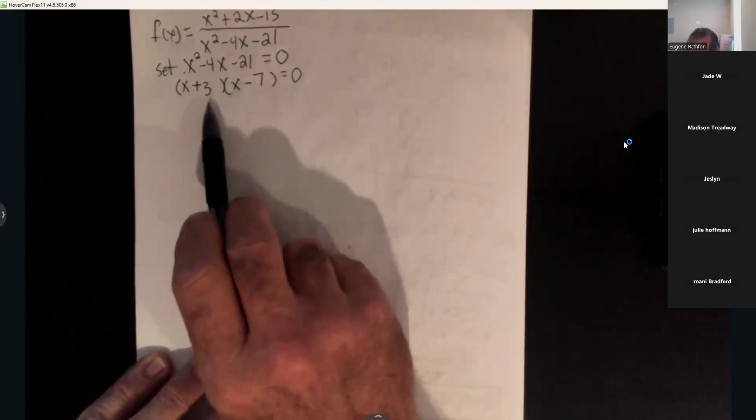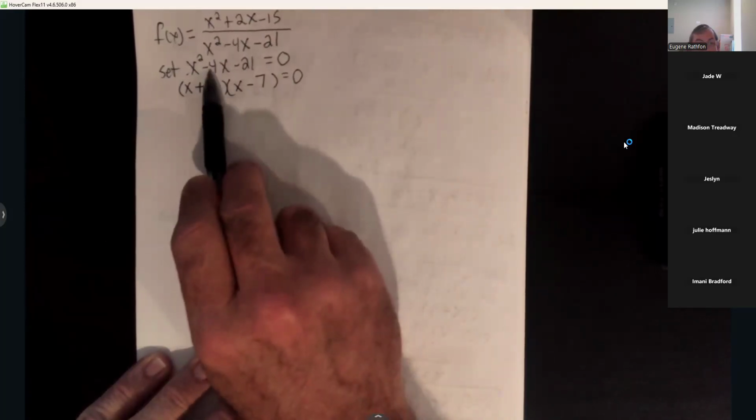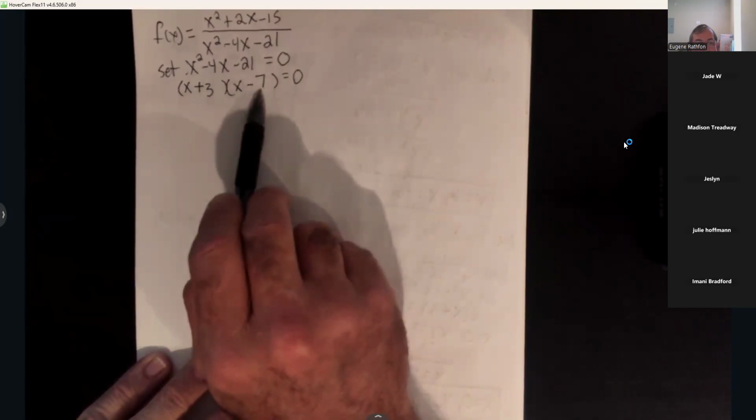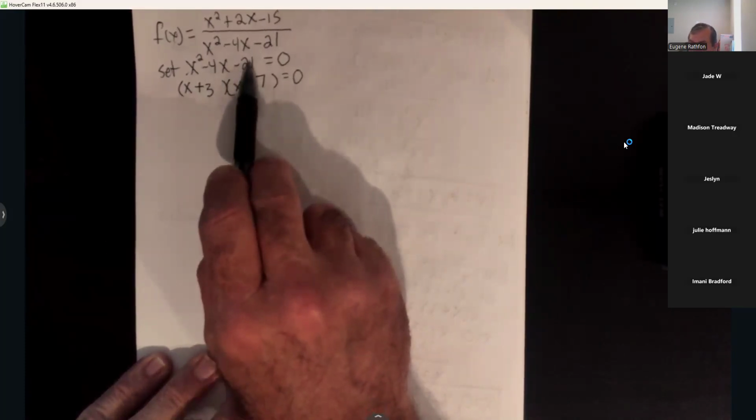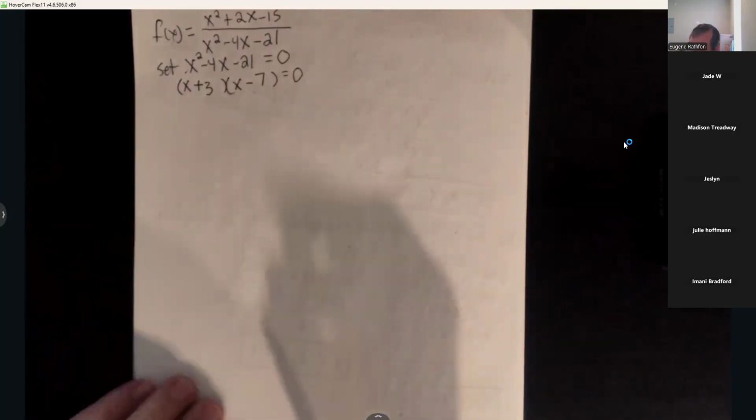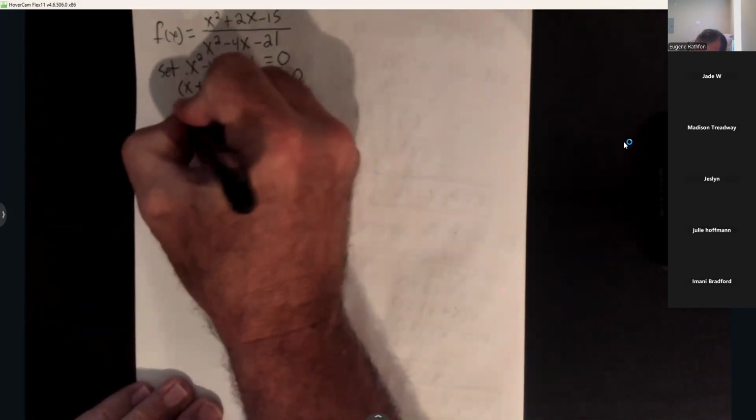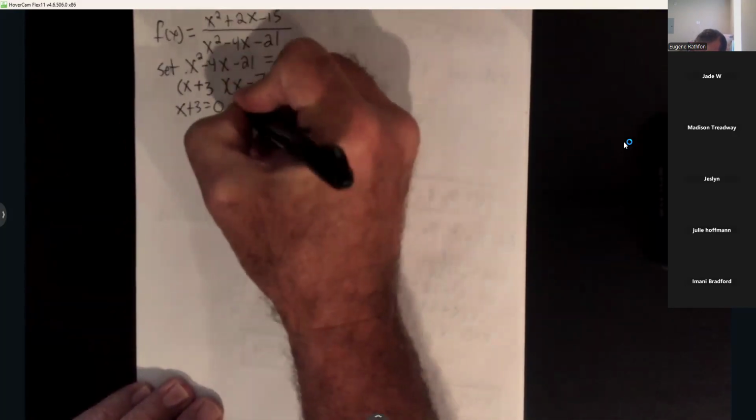And then the 3 would be your positive. And y'all, you check these. 3 and -7 equal -4. 3 times -7 equal -21. Okay? So we're good. Now finish it off by setting both of them equal to 0.